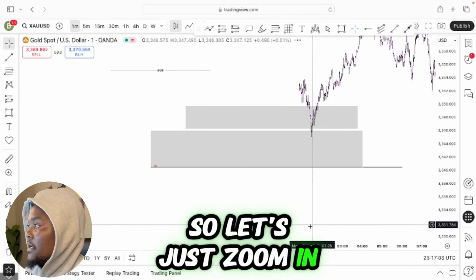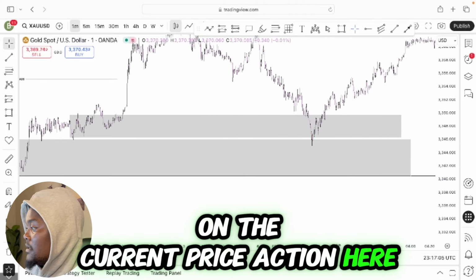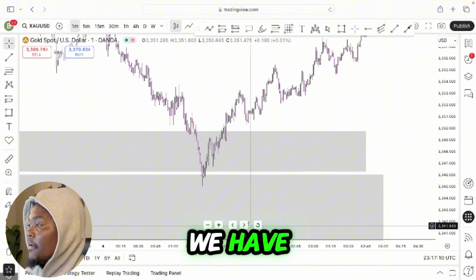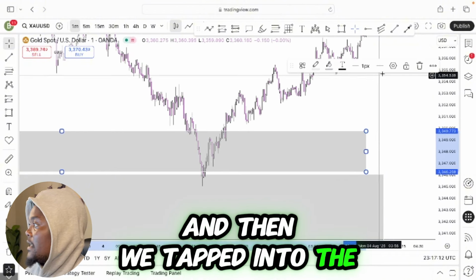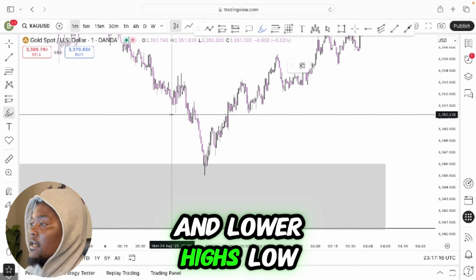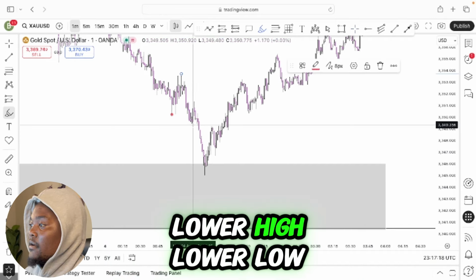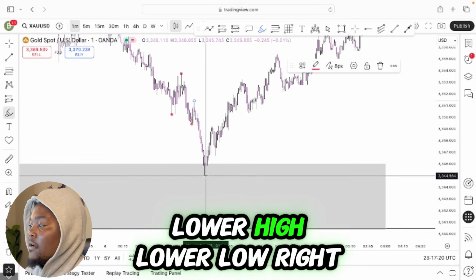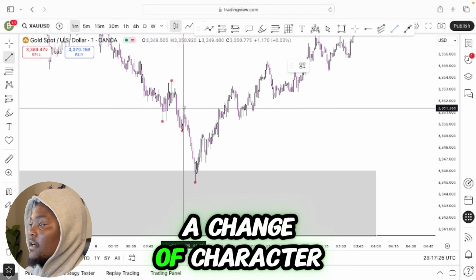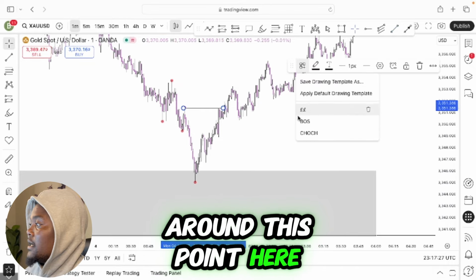So let's just zoom in on the current price action here. As you can see, this is the price action that we have, and then we tapped into the extreme zone. As you can see right there, the market was creating lower lows and lower highs, lower low, lower high, lower low right there. So after that we had a change of character, which came up around this point here.